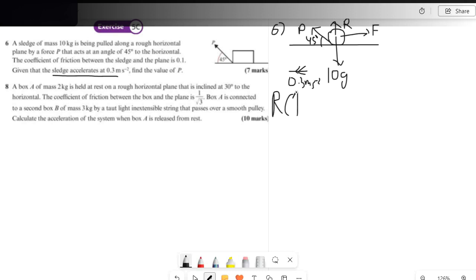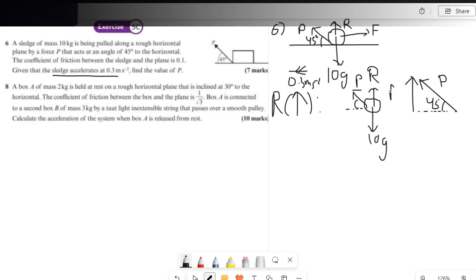So first let's resolve the forces vertically. If this is the sledge or the particle, this should be R. This should be the weight which acts vertically downwards, which is 10g. And if this is P at an angle of 45, we can use the triangle to say that this is P and this is 45. So this vertical component should be P sin 45 from our previous discussions, because this component is exactly opposite to the angle, and this component should be P cos 45. So our relevant vertical component is P sin 45.